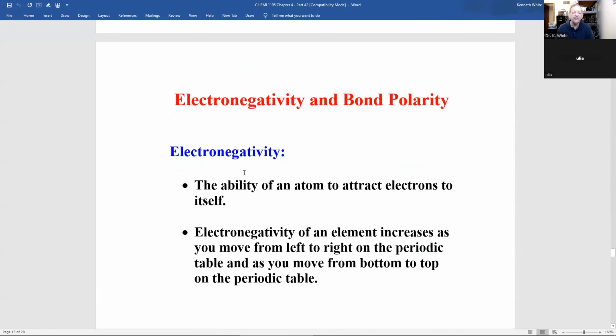Let's move on and talk about a couple other aspects of covalent bonds. And one is electronegativity. That's the ability of an atom to attract electrons to itself. And if you look at the periodic table, electronegativity of an element increases when you move from left to right and from bottom to top.